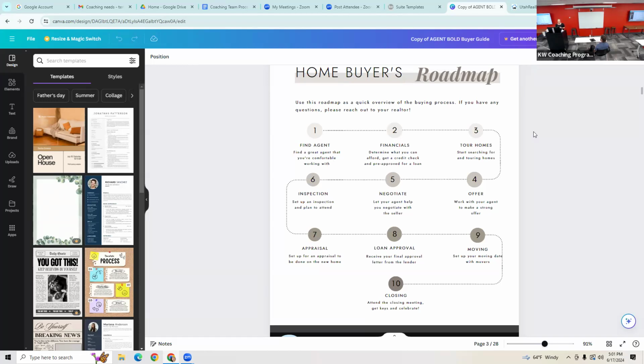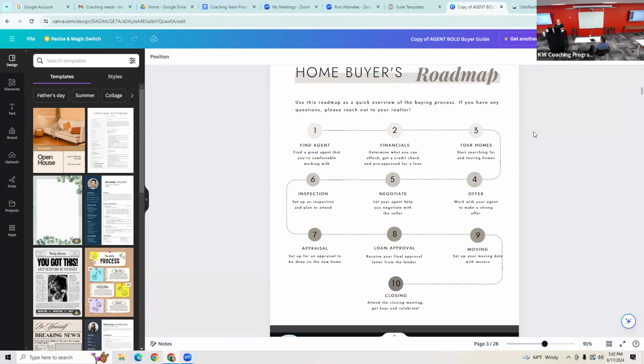Step number 8, the biggest script I say there is don't mess with your credit. Don't pay off bills. Don't go open lines of credit. Don't go buy furniture. Don't buy a car. Don't quit your job. That's really my scripting on number 8, just making sure that happens. And also timeframes, 30 to 45 days. Don't mess with your credit. And if you do, make sure the lender knows about it.